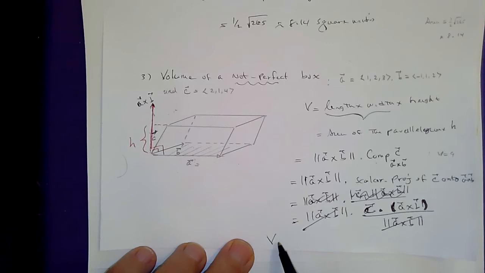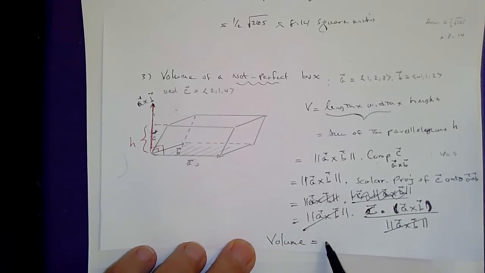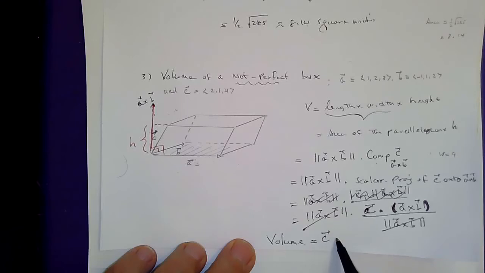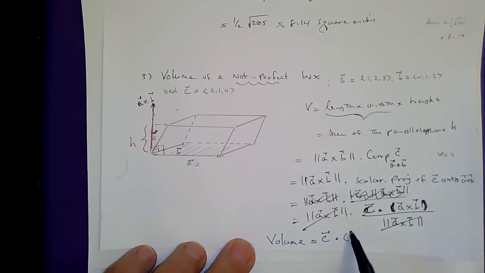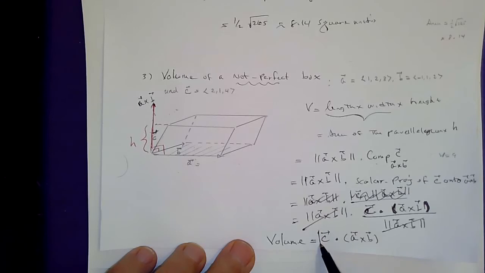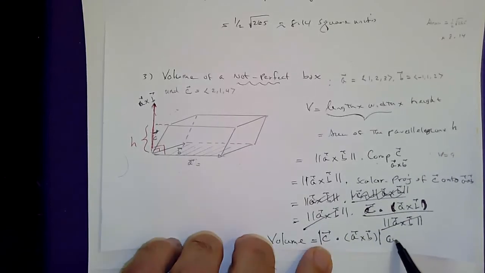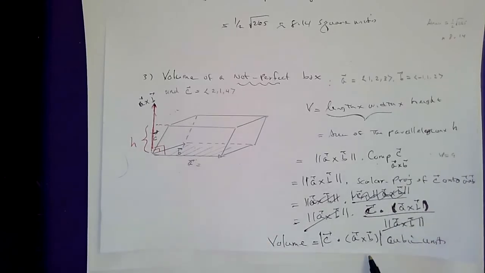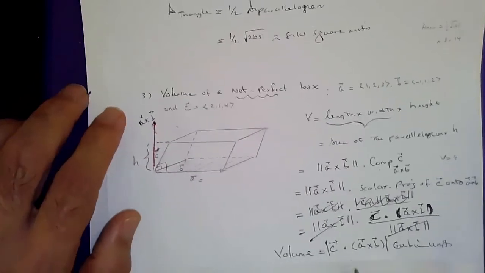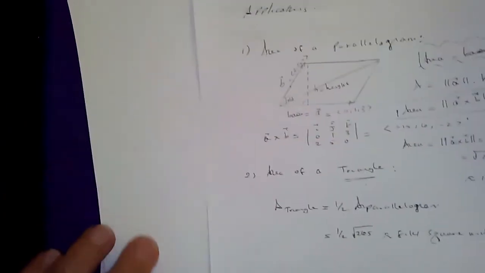And lo and behold, you get the volume of a not perfect box is C dotted with A cross B. Because this is volume, it would be nice to take its absolute value. And this would be so many cubic units. Do you see it? This is exactly the same as what we just learned a minute ago. It's called the scalar triple product. So there you have it.